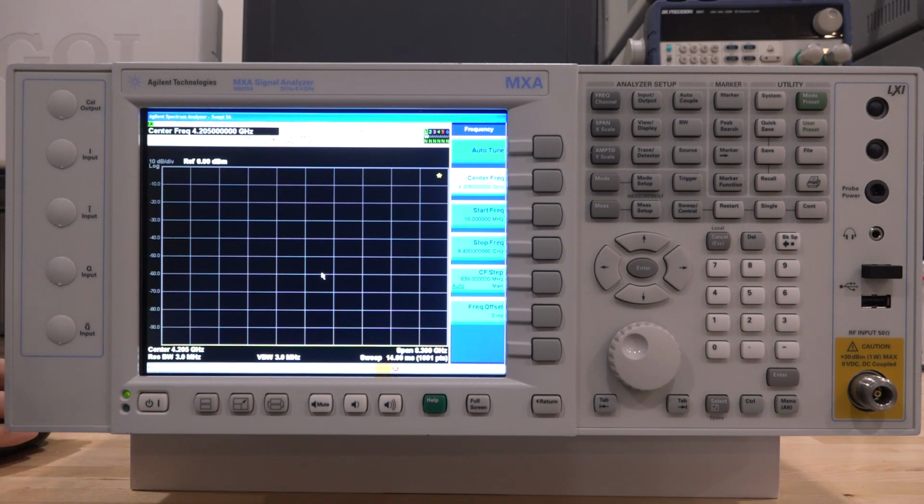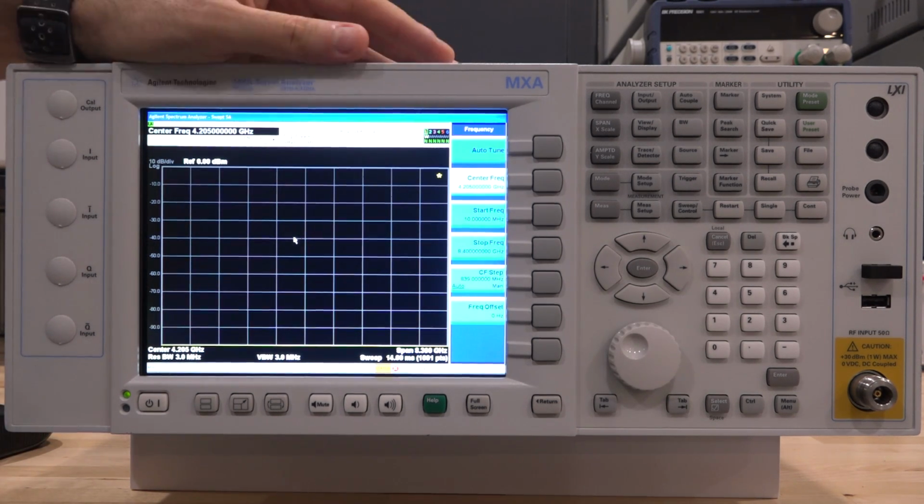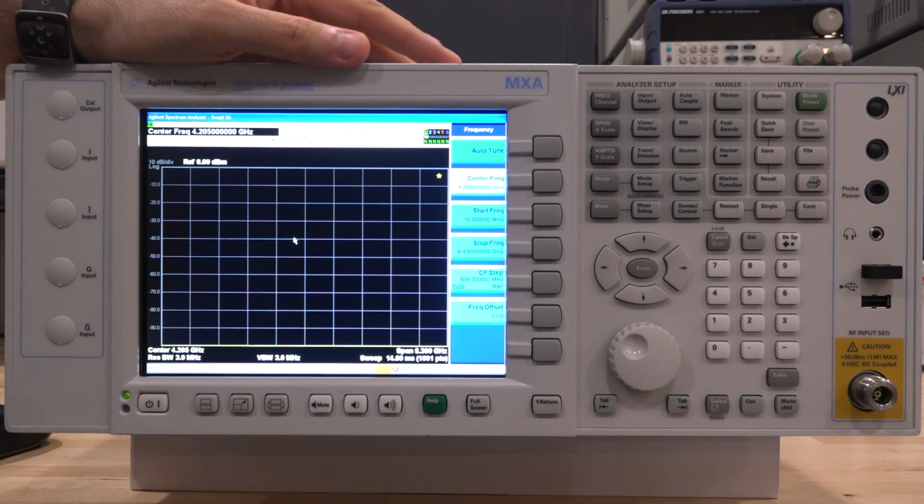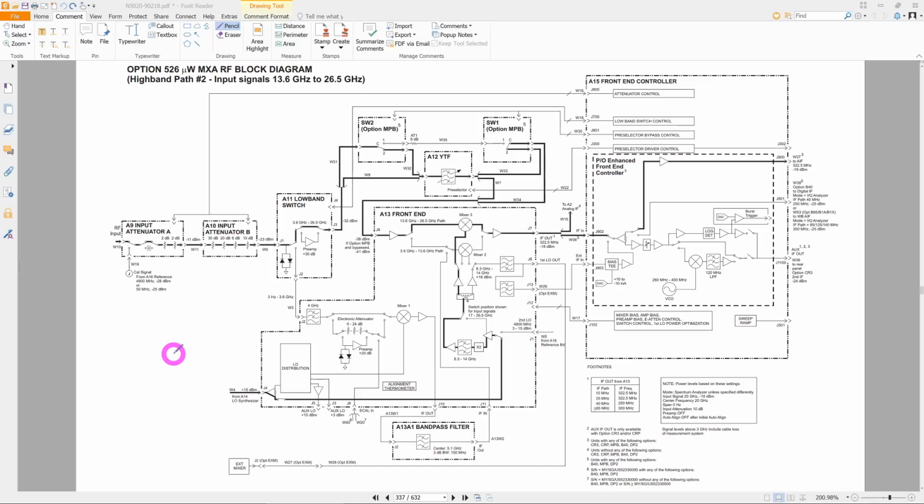I think I've gone through the block diagram before, but I particularly chose this instrument because it has an LO unlock condition, and I don't think we've ever fixed an MXA with an LO unlock condition. We fixed one that had an attenuator broken and it had an alignment problem and some other kind of issue. So this allows us now to explore the LO architecture of this instrument and see if we can repair it. Until it's repaired, we won't be able to do any measurements. So let's go ahead and take a look at the block diagram of this instrument and see how it works.